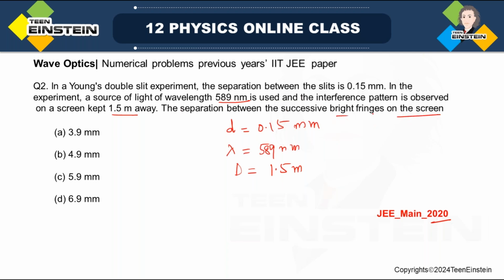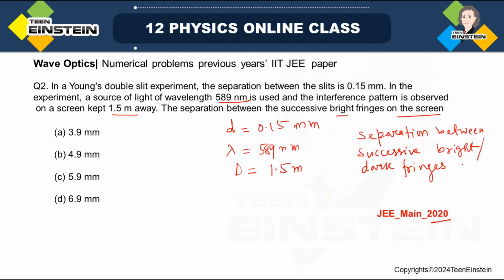So what does that mean? That means you have to find out the fringe width. So the separation between successive bright or dark fringes is actually the fringe width. Okay, I hope you have understood this.